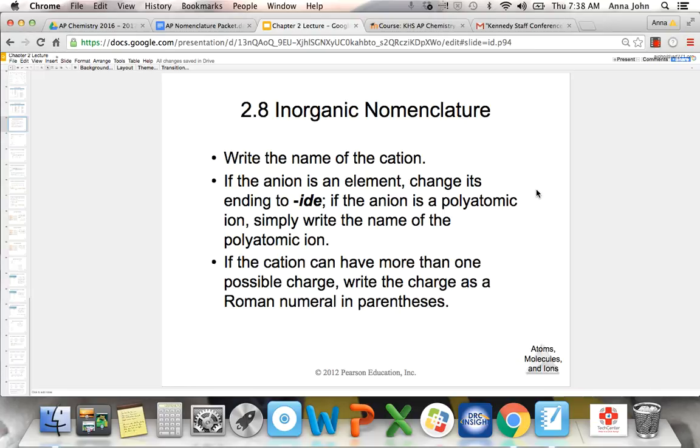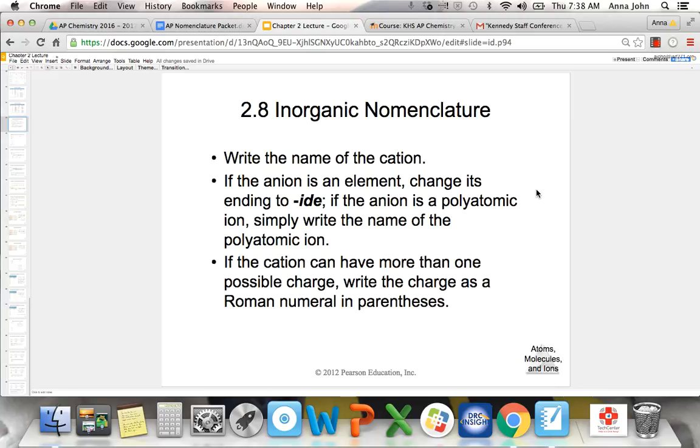If the anion is an element, so the second one, the negative charge, you're going to change its ending to "ide." So an example would be oxygen becomes oxide. Phosphorus becomes phosphide. Fluorine becomes fluoride. Some of them you take off more than others. You guys have your computers today, so when in doubt, just give it a little Google search, okay? And then we'll get used to it as we use it more and more.